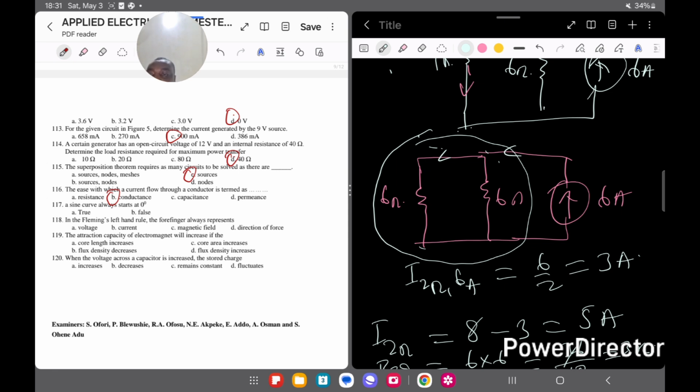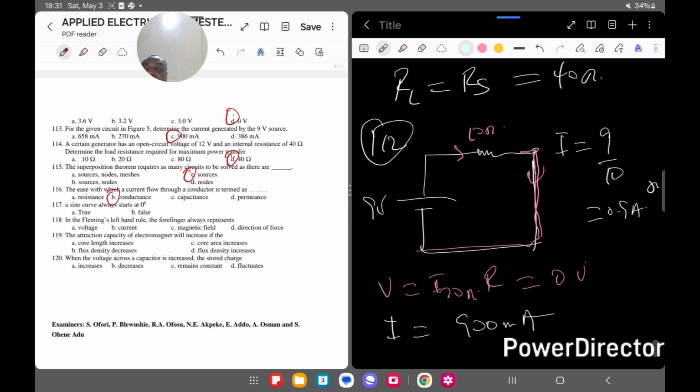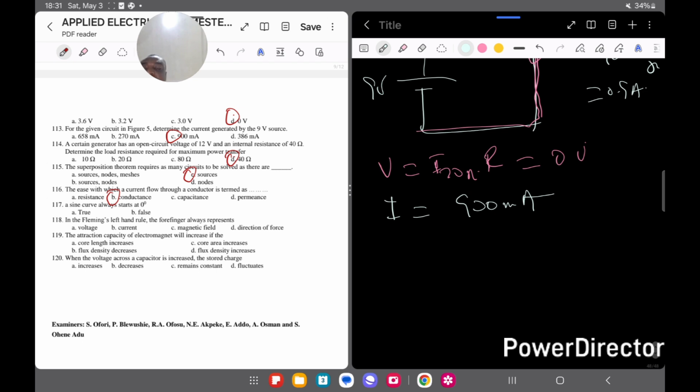A sine curve always starts at 0. No, this is wrong. If you have a sine curve or a sine wave, it can start from other than 0. We even saw that with the general expression. If I have a sine wave, the instantaneous voltage will be equal to the maximum voltage times sine omega t, then we add the phase, plus or minus. So the phase angle here indicates the fact that it can start from other than 0. So the answer here becomes false.